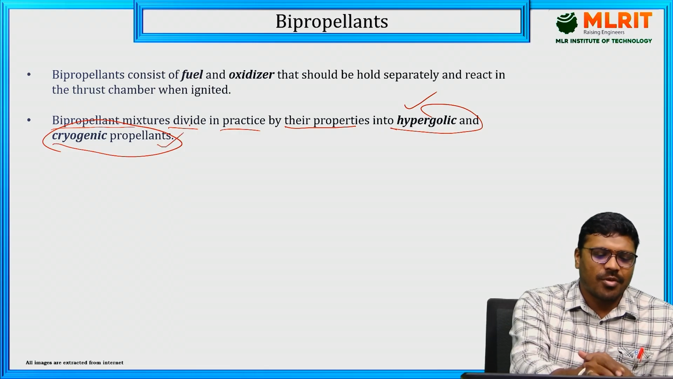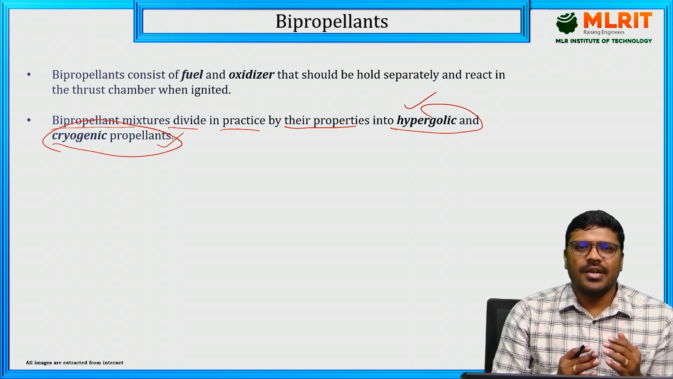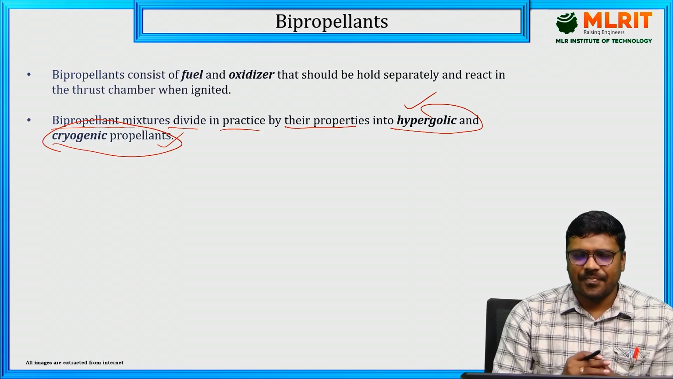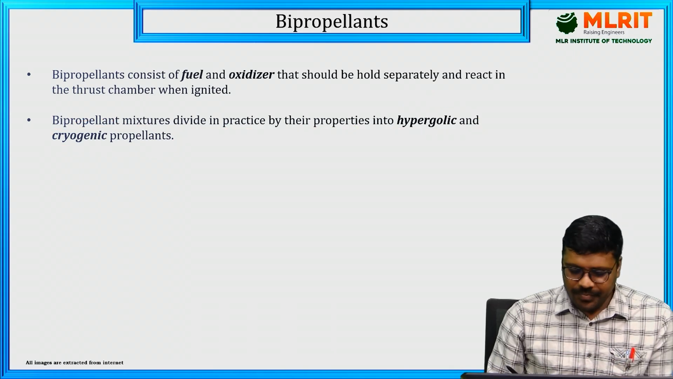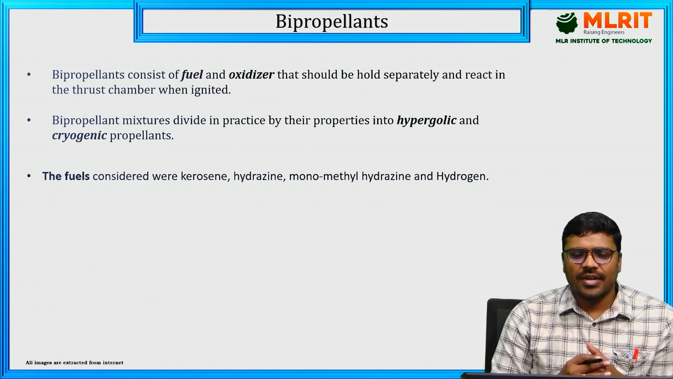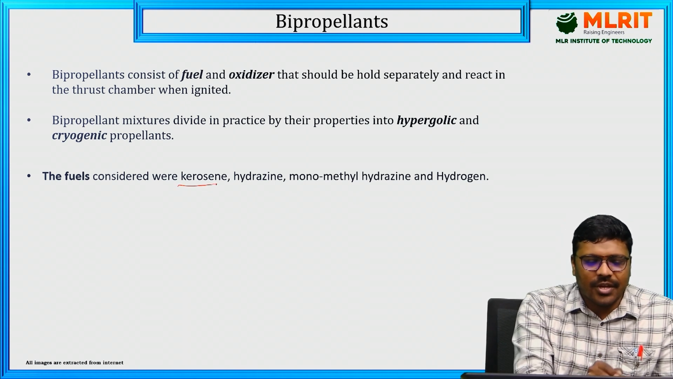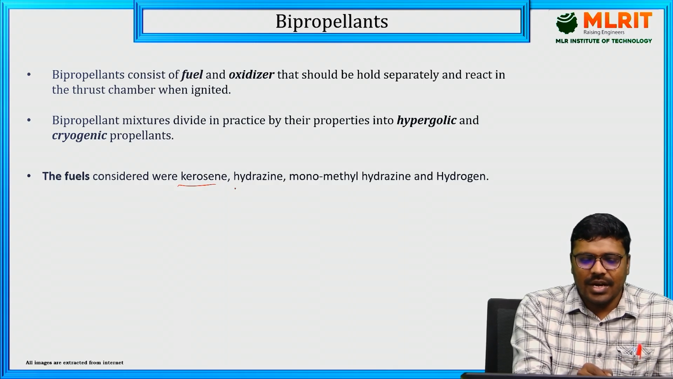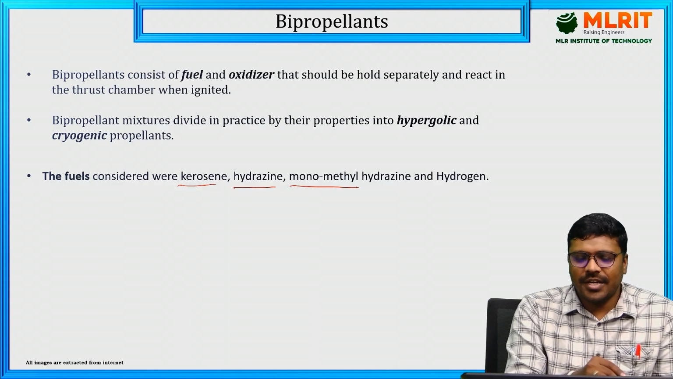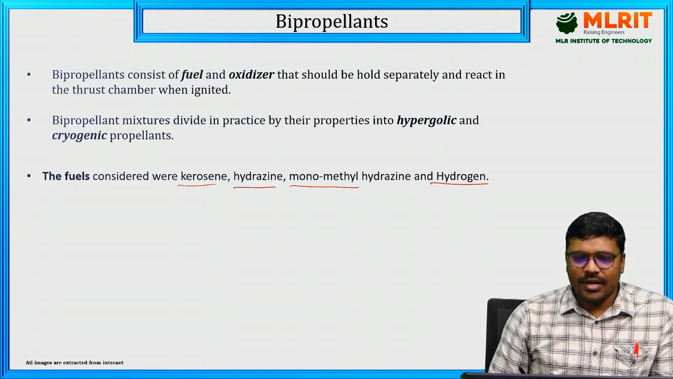Coming to the cryogenic propellant, these propellants have very high specific impulse, but we have to store them at very low temperatures. Coming to the fuels in bipropellants, the general fuels are kerosene, hydrazine, monomethyl hydrazine, and hydrogen. These are the basic fuels which we use in a bipropellant.